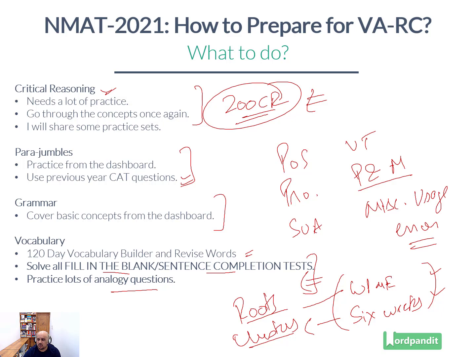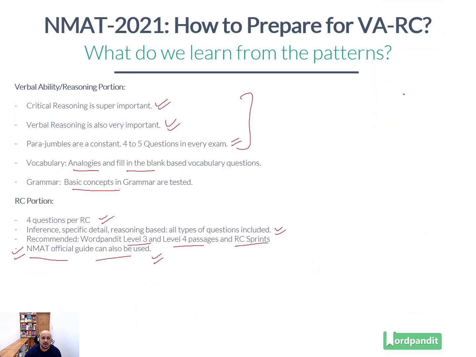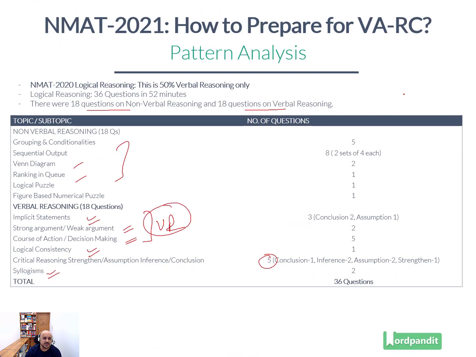This is what you've got to do overall for the exam. These are the things that you've got to do as far as the areas are concerned. One more thing that has not been mentioned here, which you should focus on, is verbal reasoning. All the topics mentioned a couple of slides back, you can go back to that slide, right? This is the one that I'm talking about. These are topics that you've got to focus on: implicit statements, strong, weak arguments, courses of action.